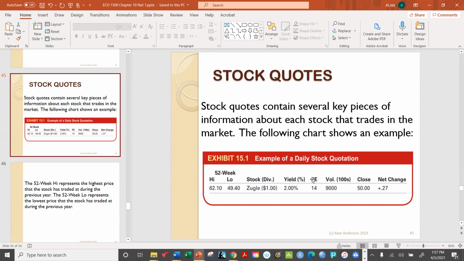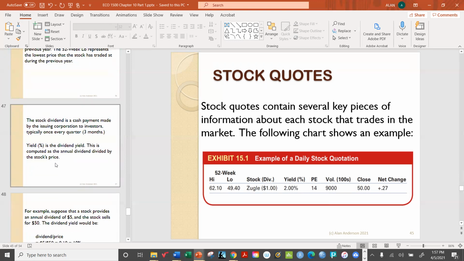Let me skip over PE for a second. The volume in hundreds means that this many shares of the stock traded that day. And the closing, oh yeah, there it is, $50. Yes, it has to be $50. That's the price at which it traded when the exchange closed at the end of the day. And that's why the yield is exactly 2% here. And this 0.27 tells me that the price went up 27 cents from the day before.